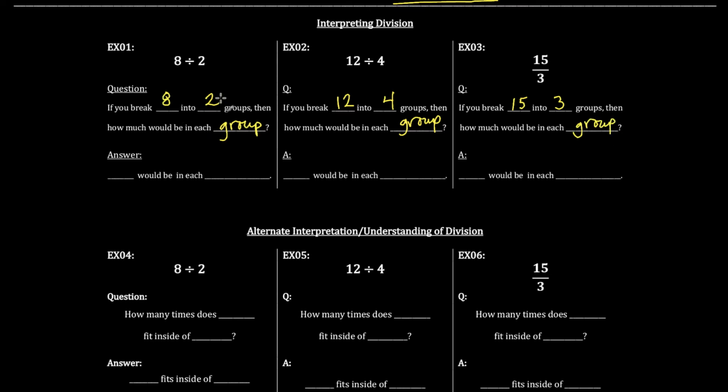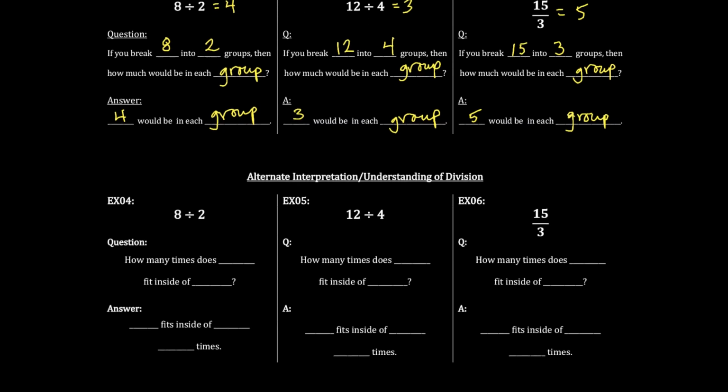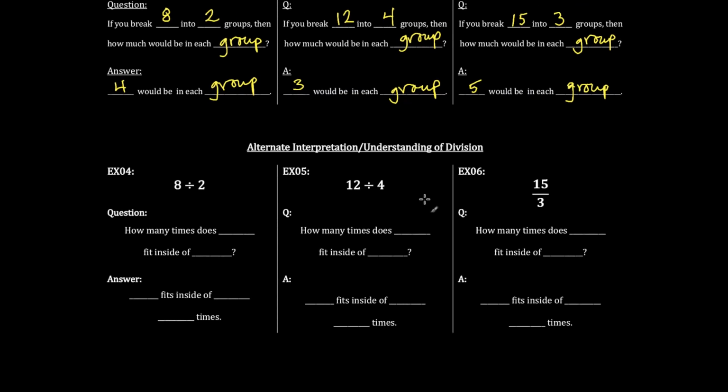We know that if you break 8 into 2 groups, then 4 would be in each group. We know that if we split 12 into 4 groups, then 3 would be in each group. We know that if we took 15 and split it into 3 groups, then 5 would be in each group. This is how I think most people remember or think about division. But there's another way you could think about it.